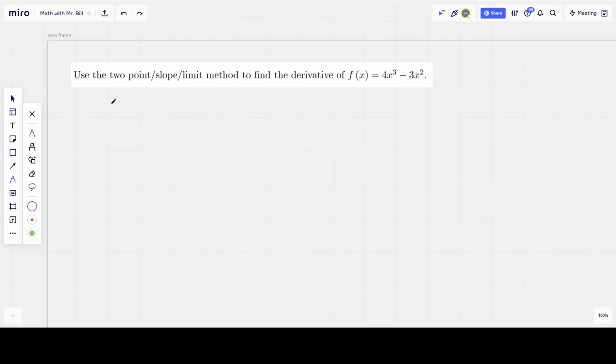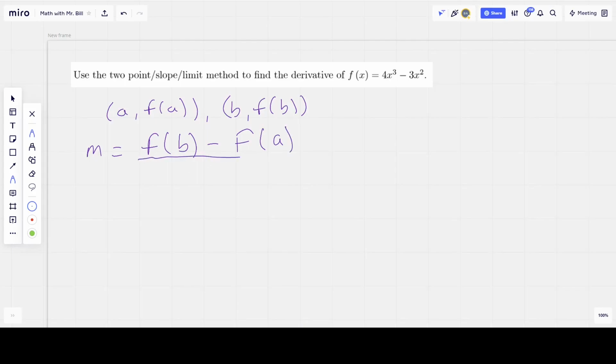We'll have 2 points: the point A, comma, f of A, and the point B, comma, f of B. And let's find the slope in between those 2 points. So the slope is the difference between the y values. It doesn't matter which way you go, but I'll do the normal second minus the first, all over the difference between their x values. It's b minus a. So let's figure out what f of b and f of a are.